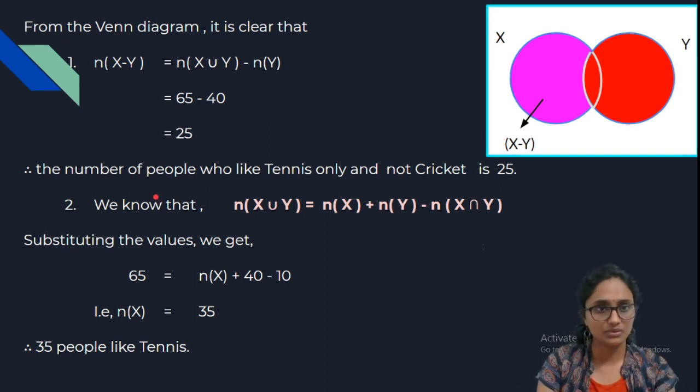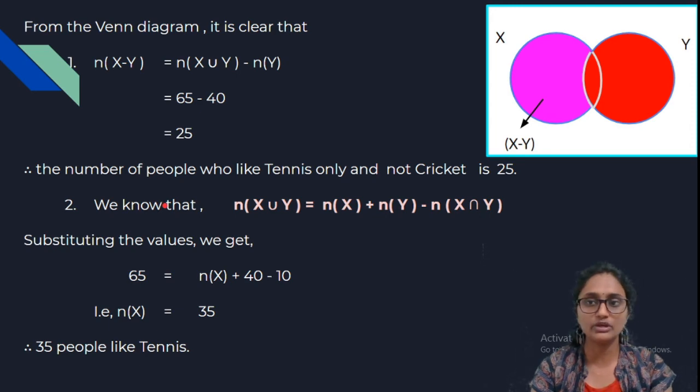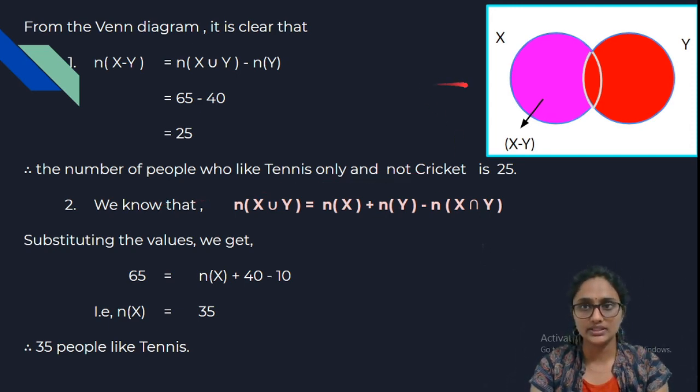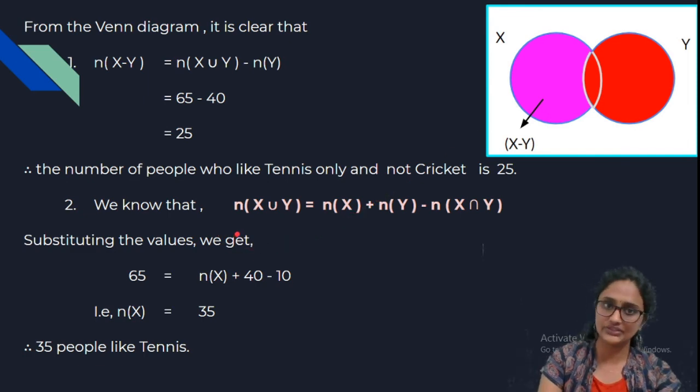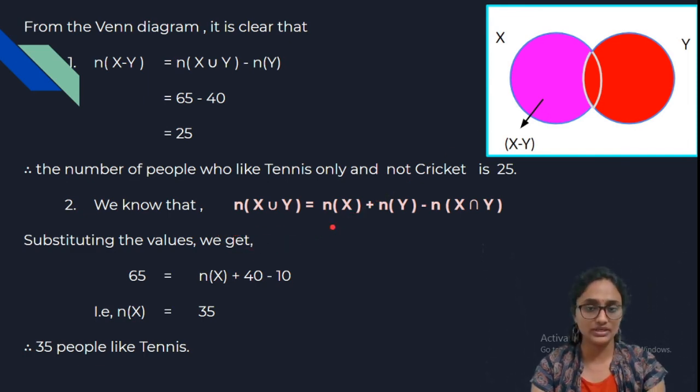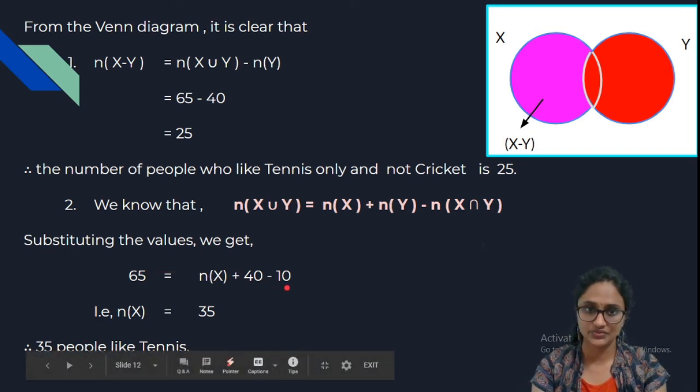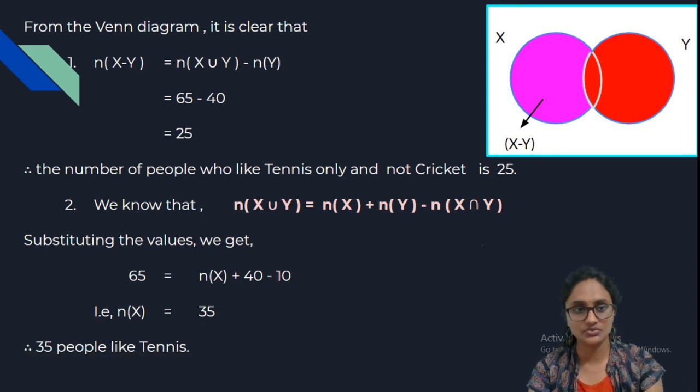Then the next problem, the number of people who like tennis, that is n of X. We need to find n of X. We already know the formula, n of X union Y is equal to n of X plus n of Y minus n of X intersection Y. Substituting the values, we get 65 is equal to n of X plus 40 minus 10. That is, n of X is equal to 35. Therefore, the number of people who like tennis is 35.